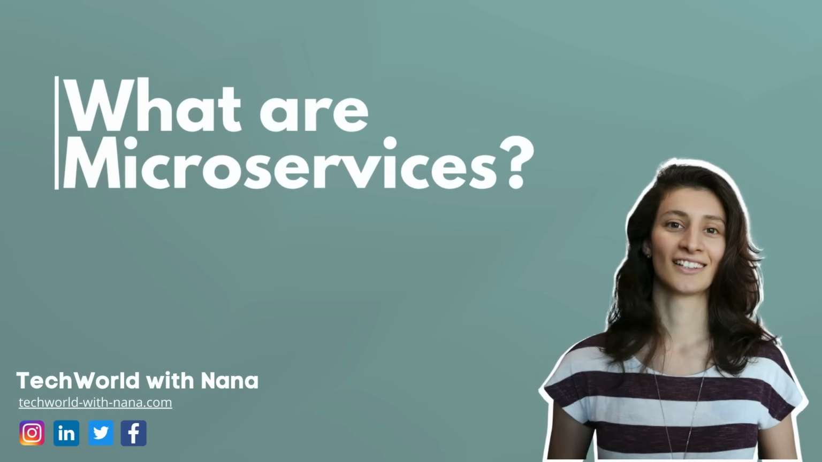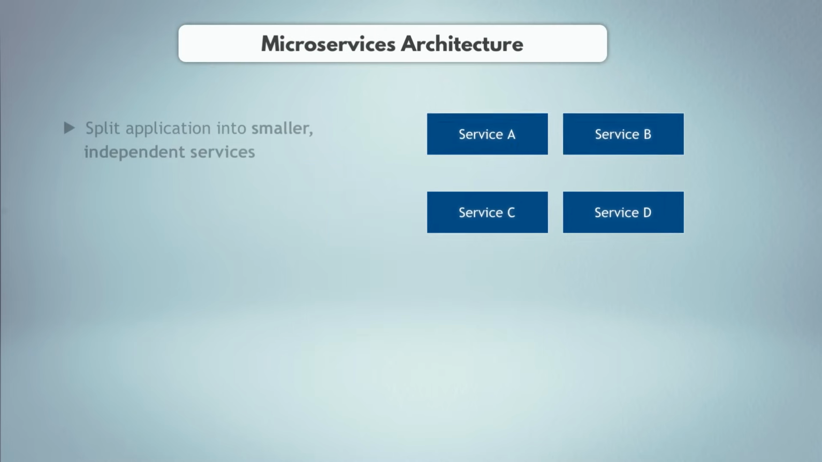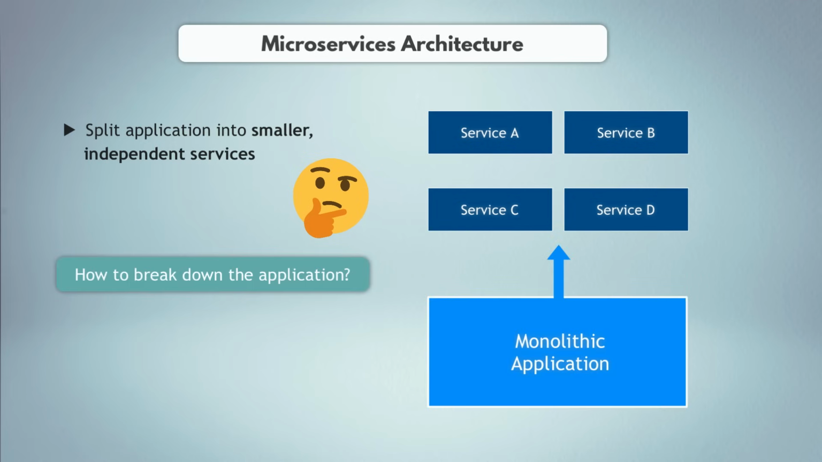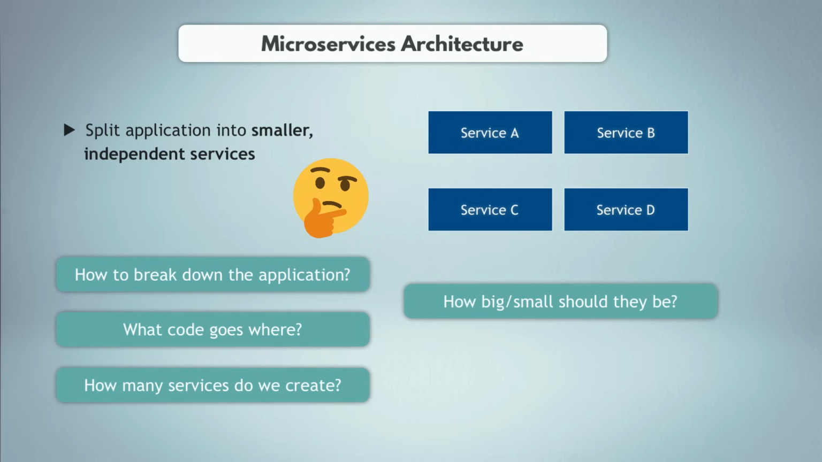So what is microservices exactly? With microservices, we break down the application in essentially multiple smaller applications. So we have several small or micro applications that make up this one big application. Now we have a couple of very important questions when we create a microservices architecture. First of all, how do we decide how to break down the application? What code goes where and how many such micro applications or microservices do we create? How big or small should these microservices be? And finally, how do these services then talk to each other?